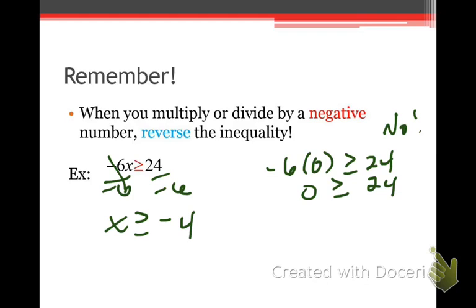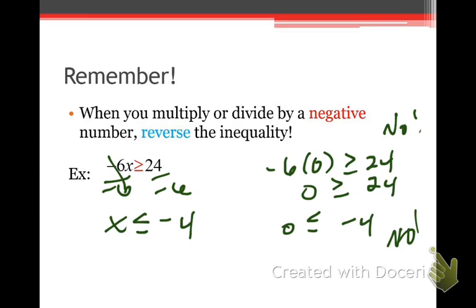Well, what if we check 0 again? If I plug 0 in here, is 0 greater than or equal to negative 4? Yeah. Now, all of a sudden, 0 is a solution. So these two are not equivalent inequalities. However, if you do what you're supposed to do and reverse the inequality, then 0 becomes not a solution like it was originally. Hence the reason why we have to reverse the inequality. Negatives kind of change the game that way.